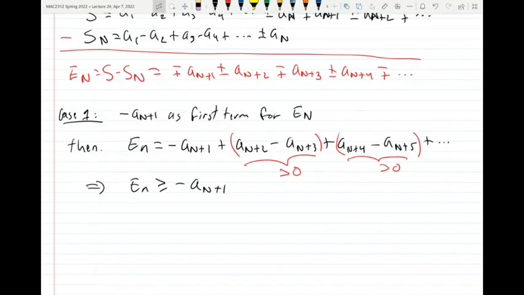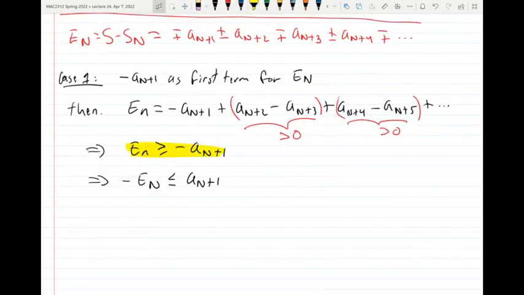So we have this. And then from here it follows also, of course, that minus E_N is less than or equal to A_{N+1}. So multiply by negative 1, you have to flip the direction of the inequality, and we get that minus E_N is less than or equal to this one. Are we good? Okay, but I like the first one, so we're going to stick with this one.